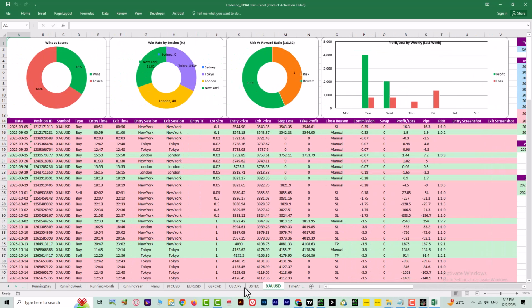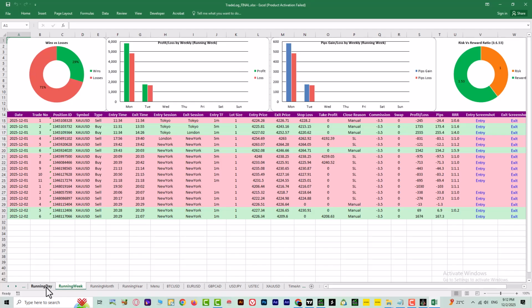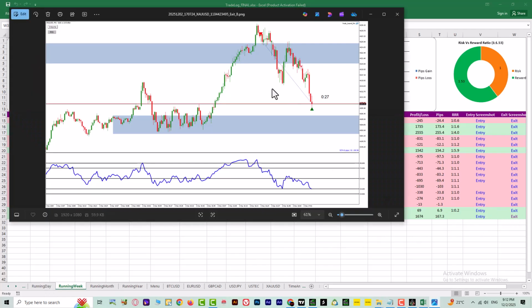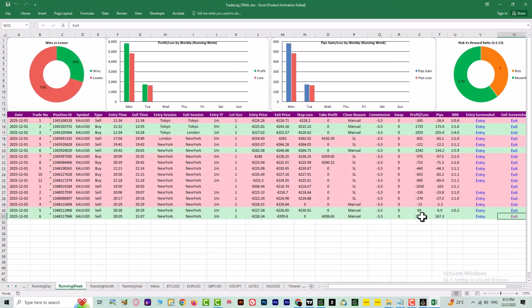So that's a quick look at how my automated trading journal works with a live trade. If you want to save time, stay consistent, and actually understand your trading performance, an automatic journal like this is a game changer.